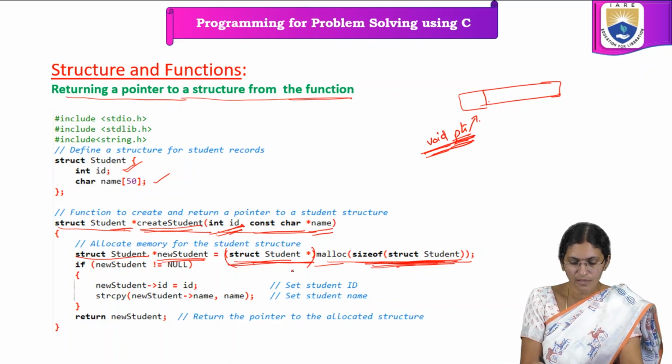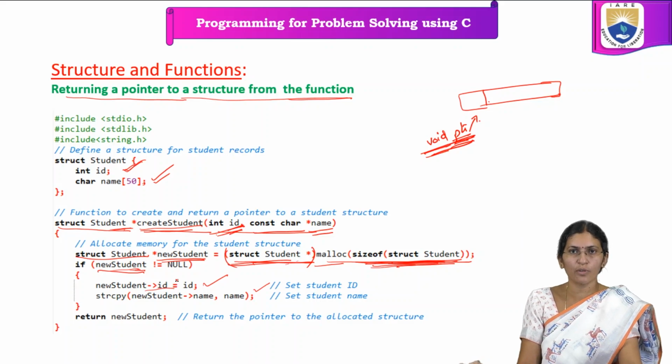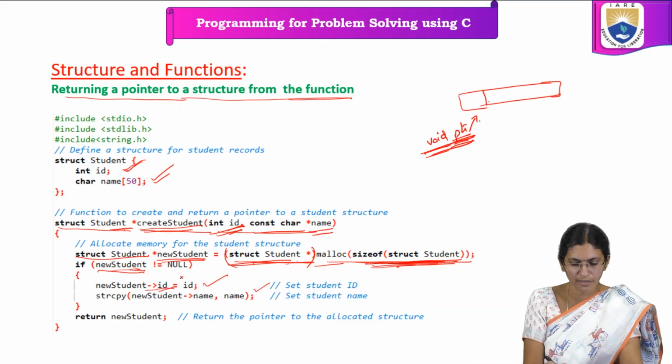Then if this memory is allocated successfully, that is, if new student is not equal to null, if the pointer value is not equal to null, then we can access the ID and name of the student. This is a pointer variable. Therefore, we can access the individual members by using the arrow operator, new student arrow ID. So this ID is assigned to this variable.